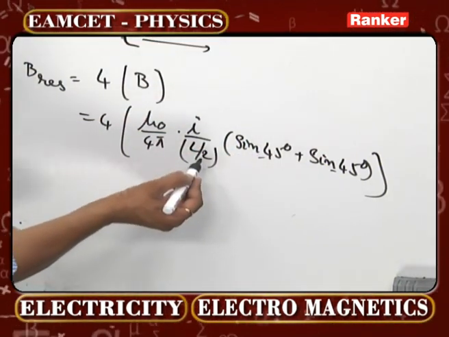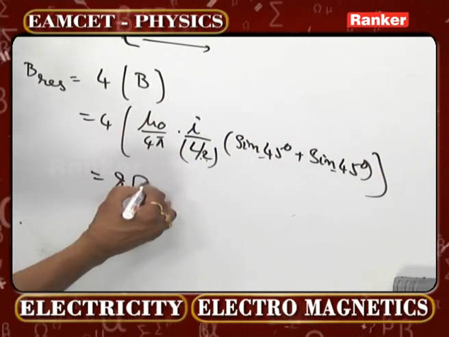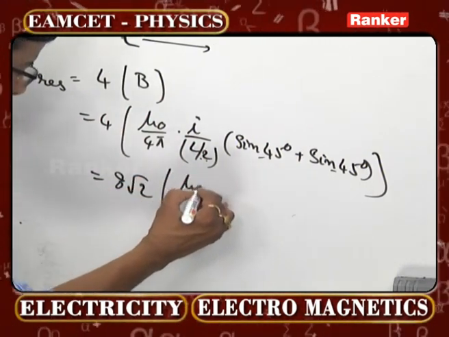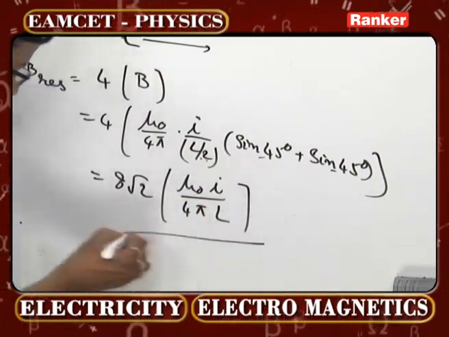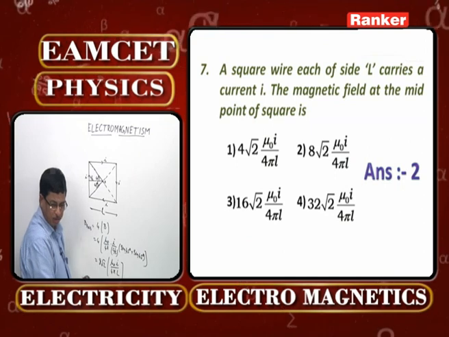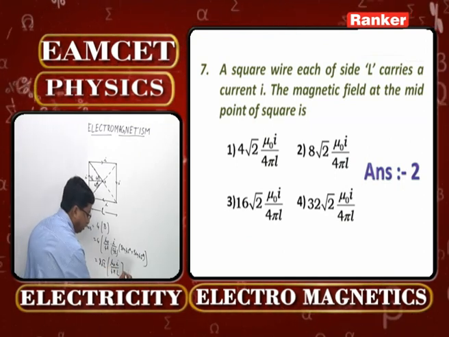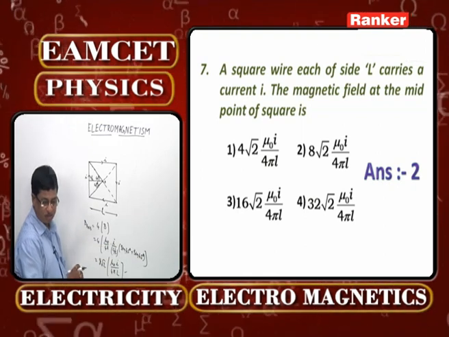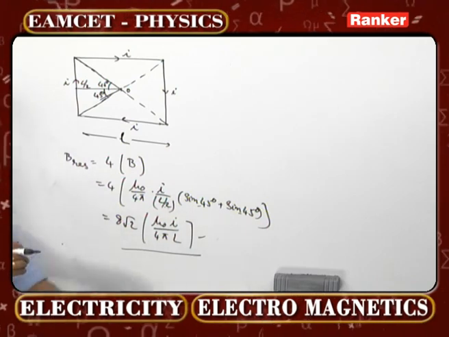So root 2, if you take 2 going up, 2 root 2 into 4, 8 root 2 into mu naught I by 4 pi into L. See this option where it is given: 8 root 2 into mu naught I by 4 pi L. This option is tallied with the second option there. So, for this particular question, the second option is the correct option for us.